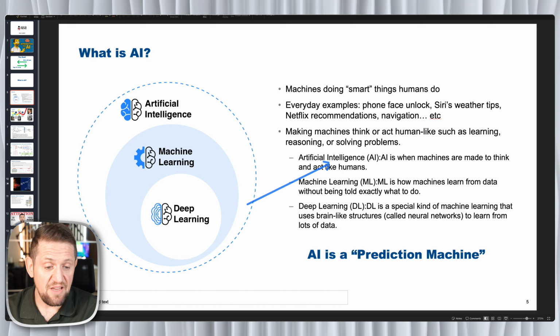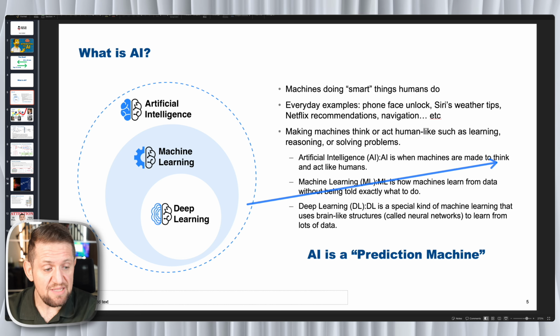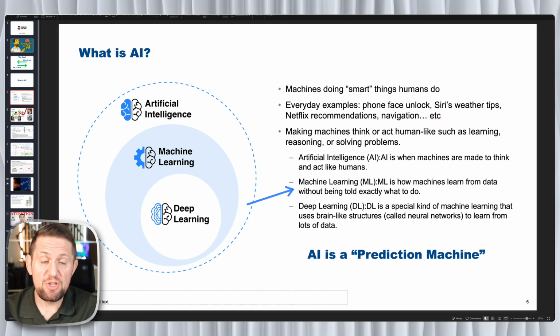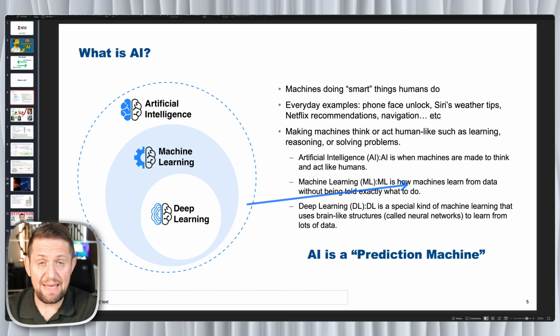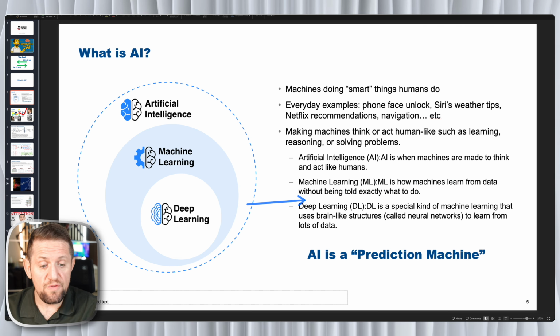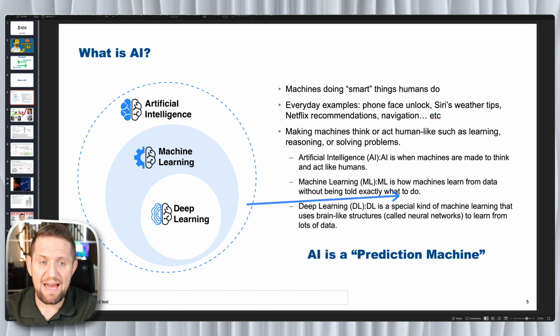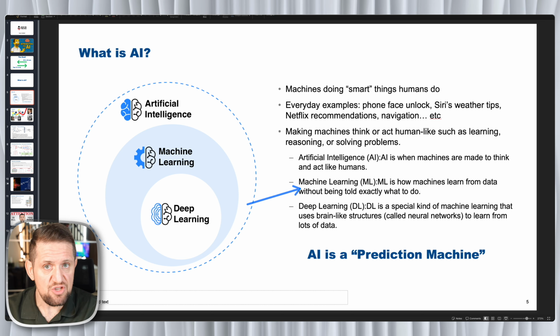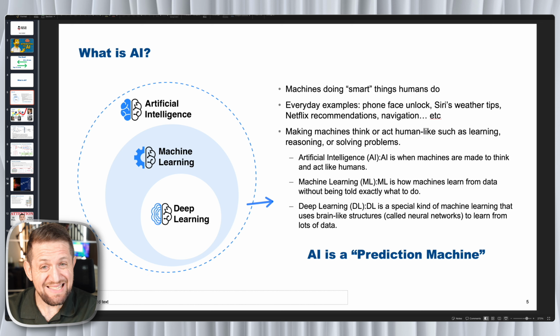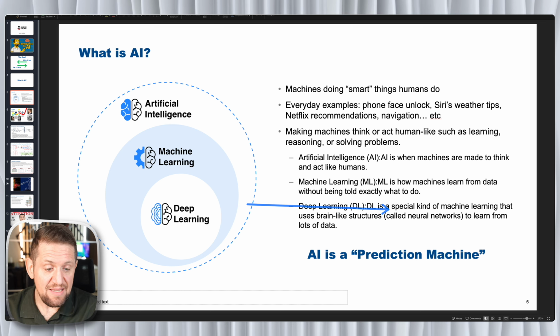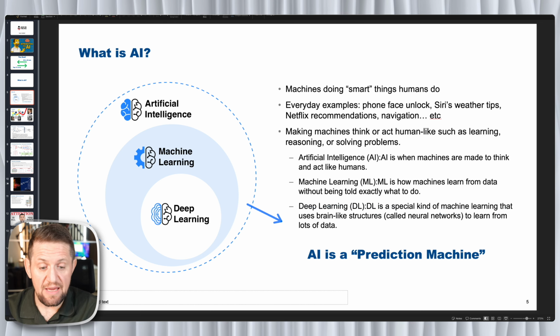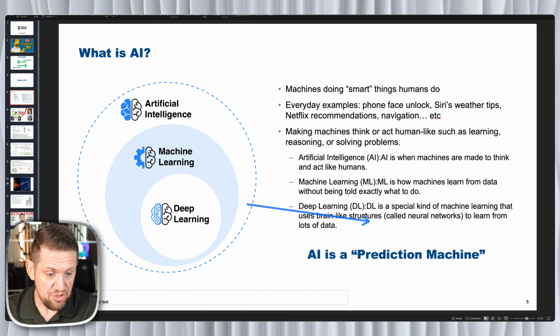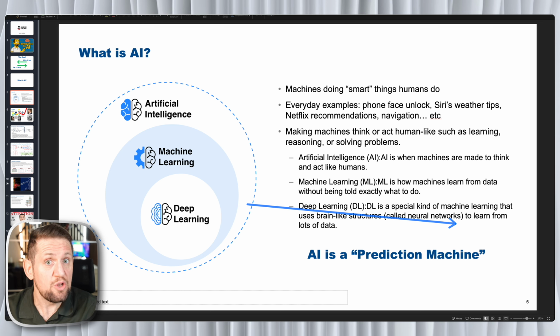And we already defined artificial intelligence, which is when machines are made to think or act like humans. But what's machine learning? Well, machine learning is how machines learn from data without being told exactly what to do. And this is a big part of artificial intelligence. And then we have deep learning, which is at the core of it all. And it's a special kind of machine learning that uses brain-like structures called neural networks, which we will go into in a second, to learn from lots of data.